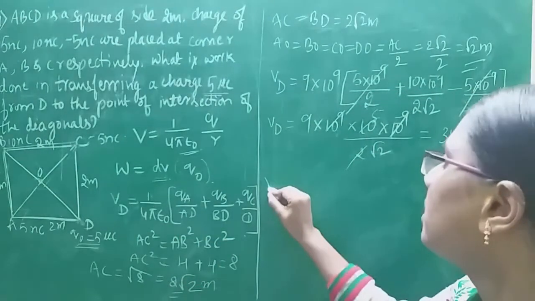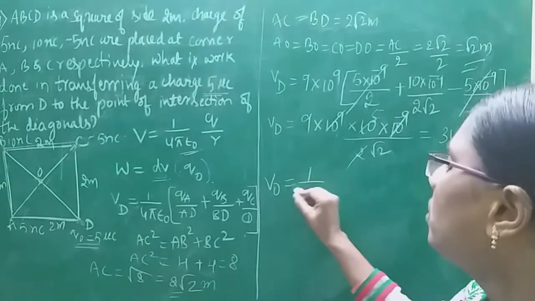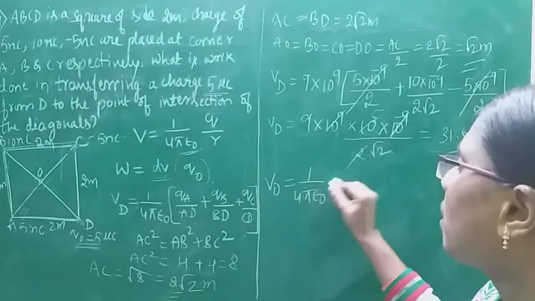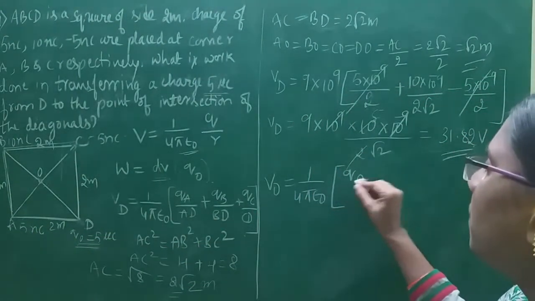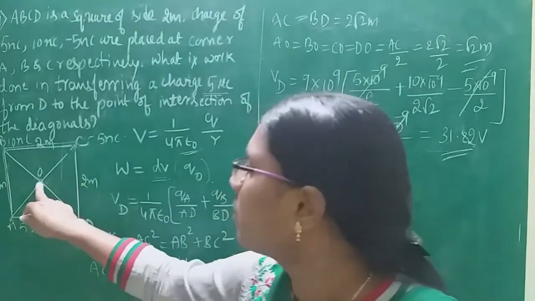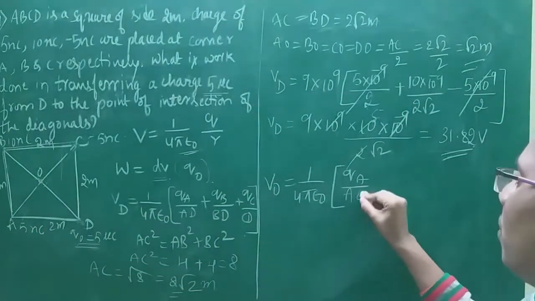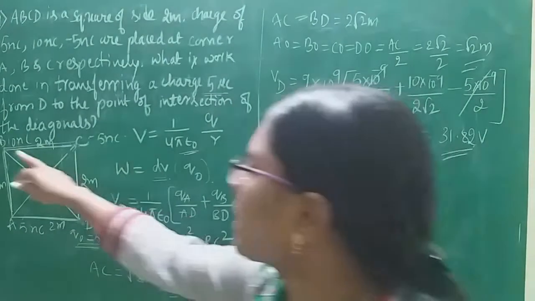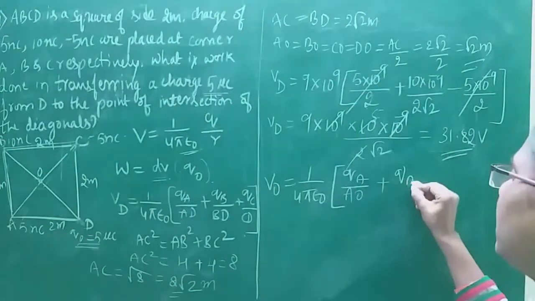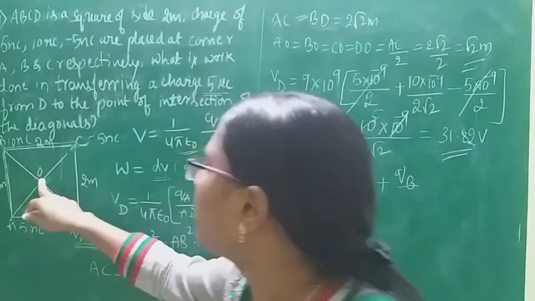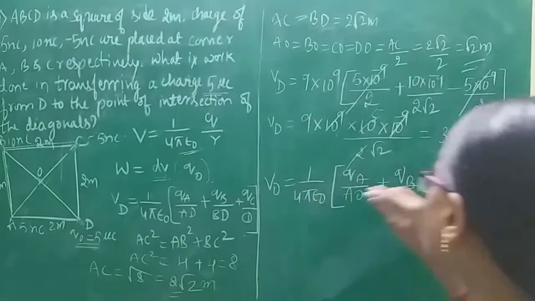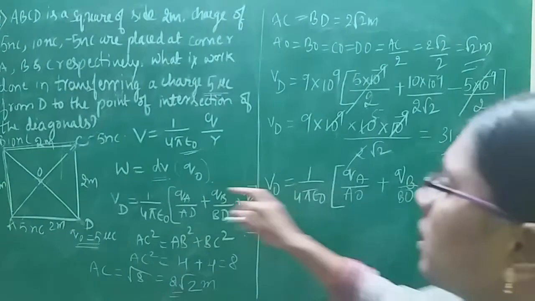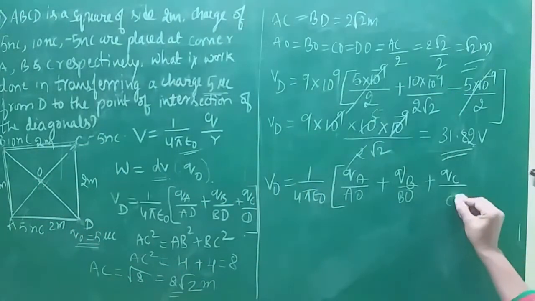In the same way, we have to calculate the total potential at O due to all these three charges. Therefore, VO is equal to 1 over 4 pi epsilon naught into the charge at A, QA, divided by the distance from A to O, which is AO, plus QB, the second charge at B, QB divided by the distance from B to O, BO, plus at C the charge is QC, QC divided by the distance from C to O, CO.